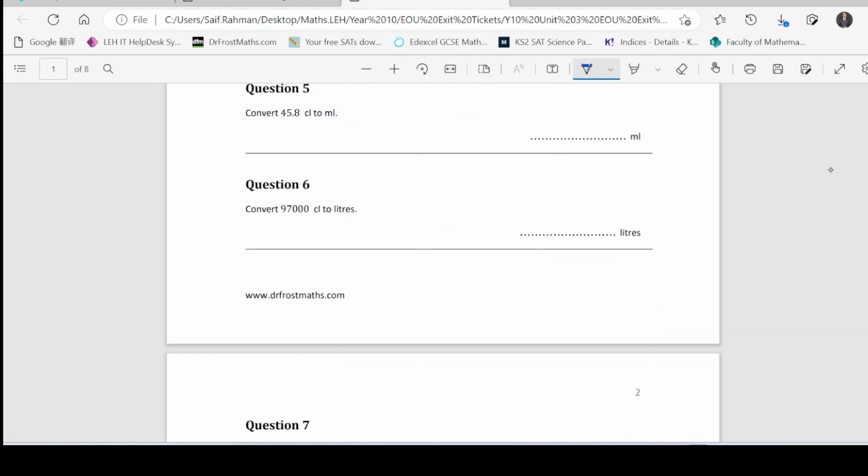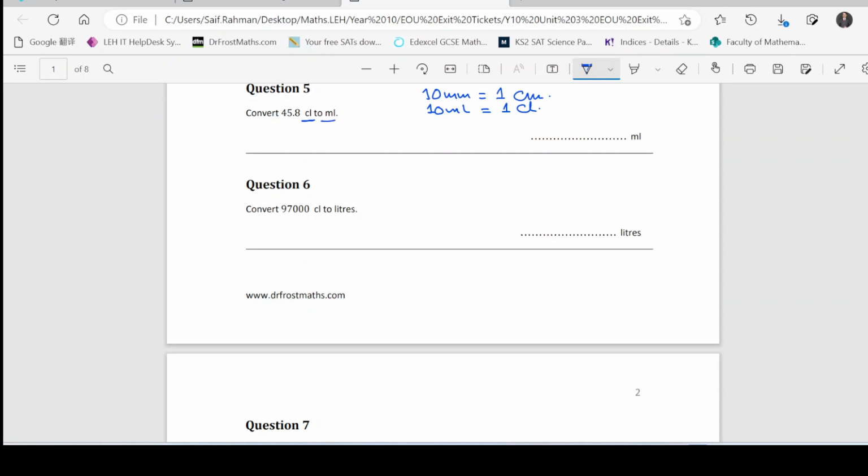And here in question number 5, what we have to change is from centiliter to milliliter, right? Just like 10 millimeters is equal to 1 centimeter, in the same way, 10 milliliters is equal to 1 centiliter. Centi means 100, so this is one hundredth of a liter. 100 times you have to do it.